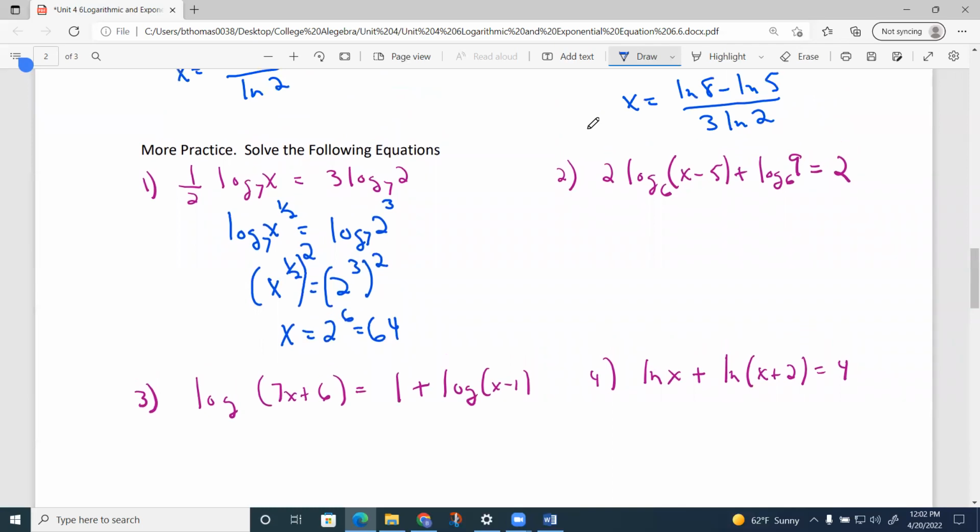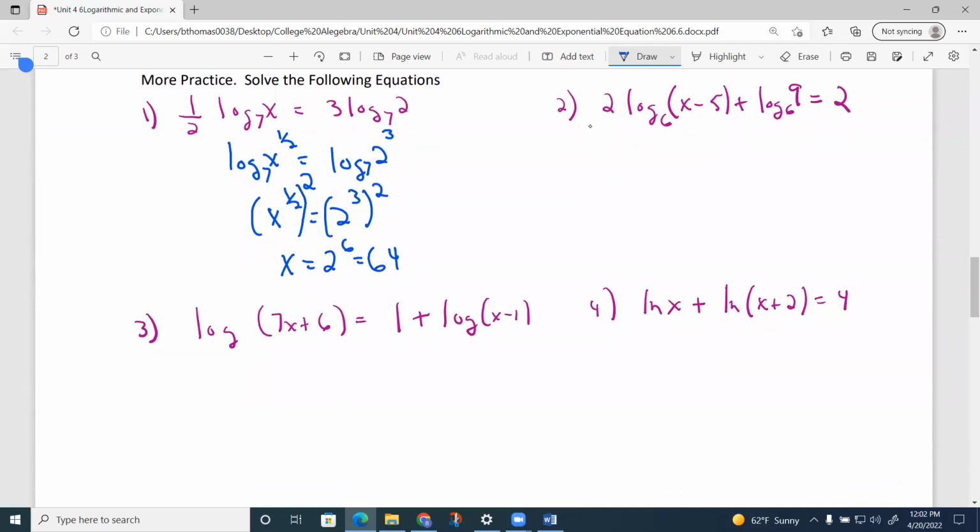So if I look at this next example, I have 2 times the log of x minus 5 base 6 plus the log of 9 base 6 equals 2. Remember, there is a domain restriction. Notice that x has to actually be greater than 5 because there's that translation in the graph. Since x minus 5 has got to be greater than 0, x has got to be greater than 5. If you pick 5, it's going to make it a 0. If you pick something less than 5, that's going to make it negative. We don't want that.